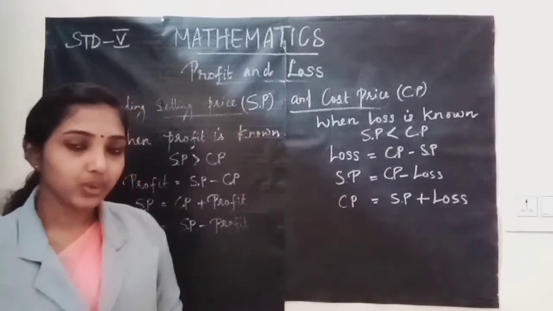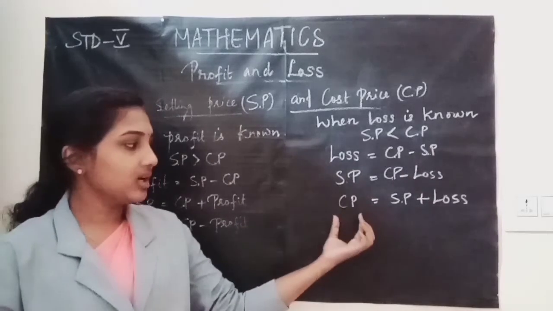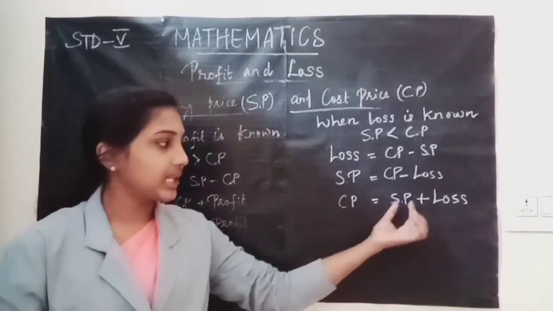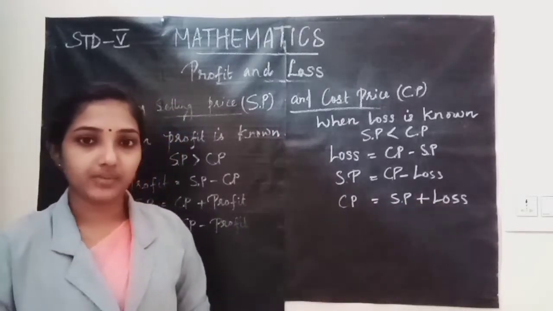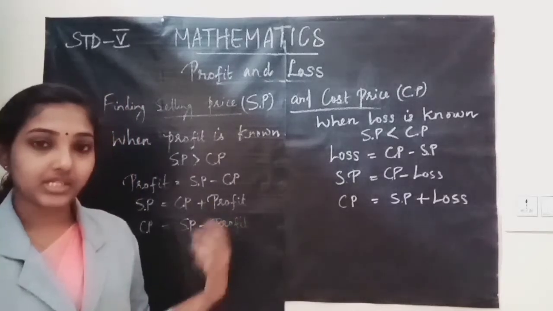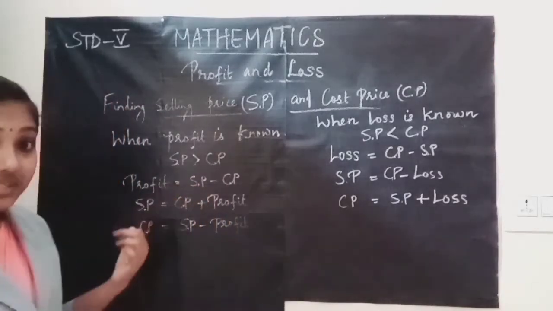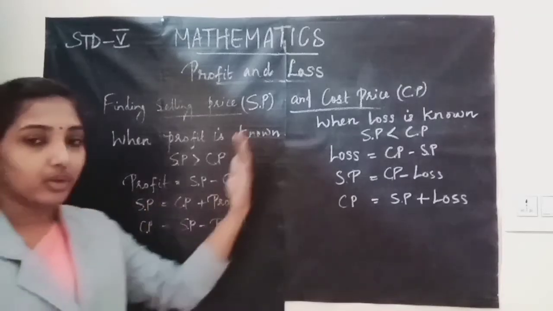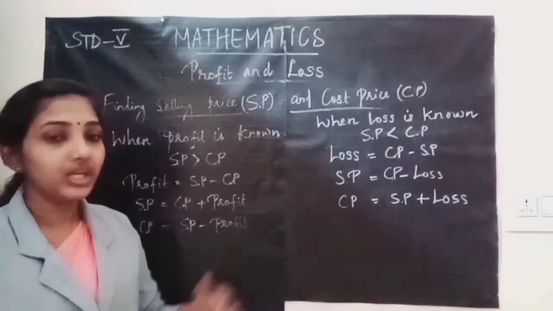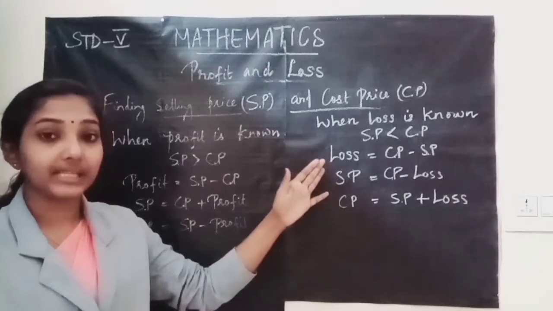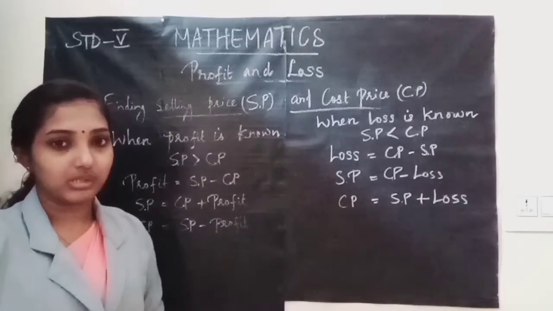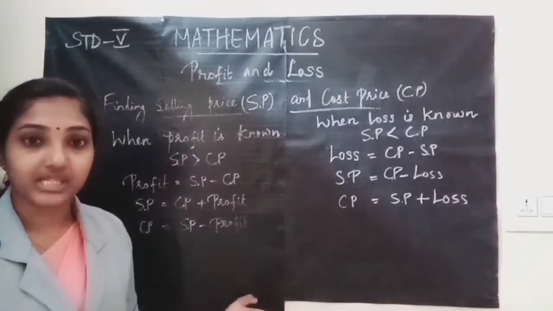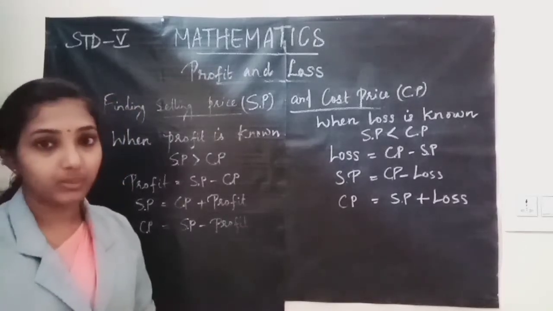And to find the cost price, we can use the formula cost price is equal to SP plus loss, that is selling price plus loss. So, we have seen the formulas to find the selling price and cost price when profit is given, and when loss is given. Now let's move on to some exercise questions and we will see how we are using these formulas.